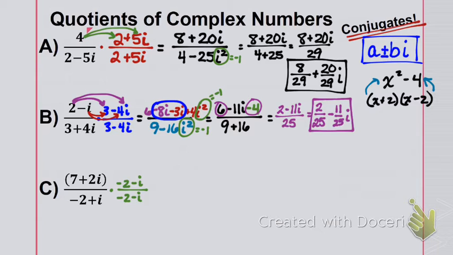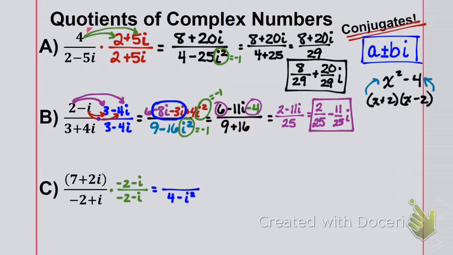I know that means my denominator will be what? 4 plus i squared. Close. 4 minus i squared. It's always going to be minus in between because it's always going to look like a difference of 2 squares when I'm done with it. So 4 minus i squared.